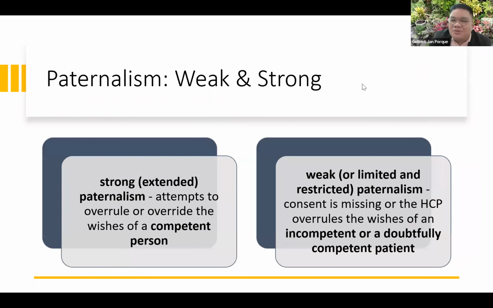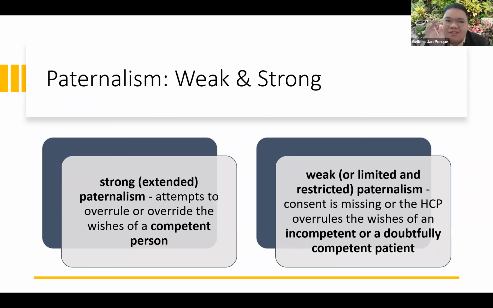Now, next, there are two types of paternalism. One type is what we refer to as your weak paternalism, and then the other type is strong paternalism. When does the strong paternalism apply? The strong paternalism actually applies, okay, when you are with a competent person. Halimbawa, you know that this person is in the right state of mind. Pagkatapos, she tried to pull out the IV fluid. So that's strong paternalism that you will apply.